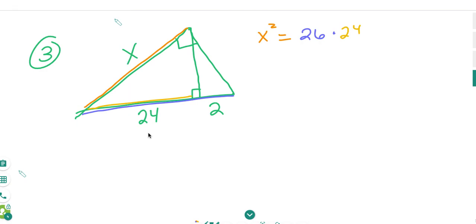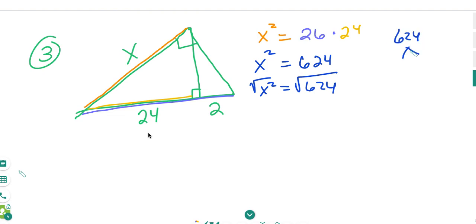And now we're going to solve. So we're going to do x squared is equal to 624. The square root of x squared is equal to the square root of 624. I'm going to come over here and do 624, break it down.